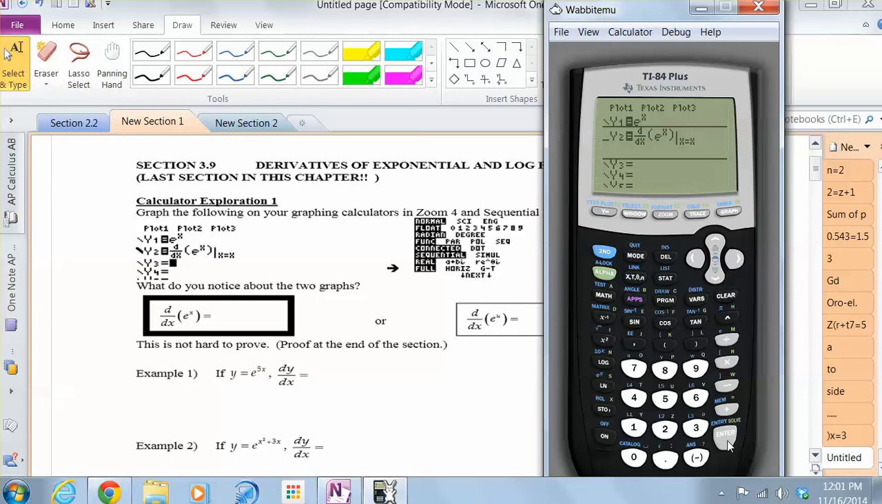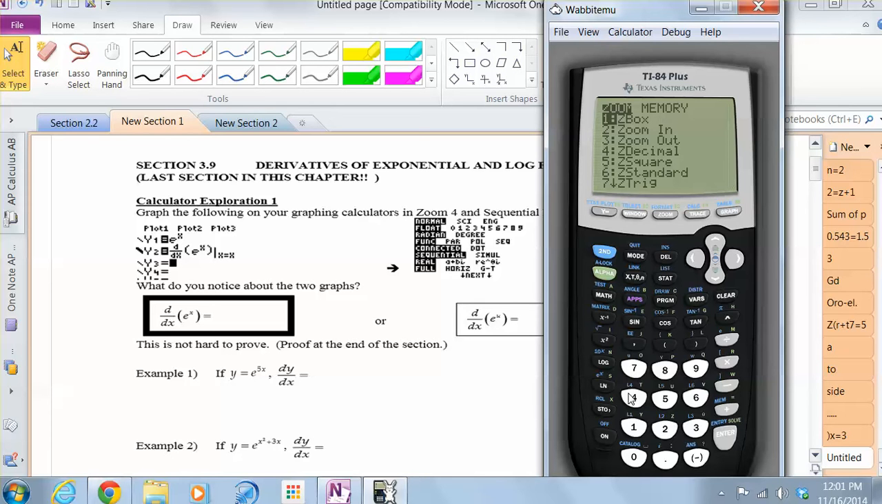Another thing that will be helpful is if I go to mode, make sure sequential is selected. That way it won't do both graphs at the same time. We'll do one graph and then the second graph. And also we're going to go zoom 4. That way the window will make it a little easier to see what's happening. It reduces the number of tick marks for x and y if you choose option 4 to see the decimal.